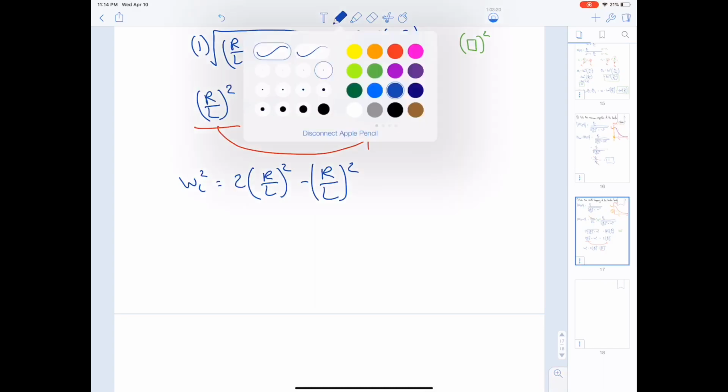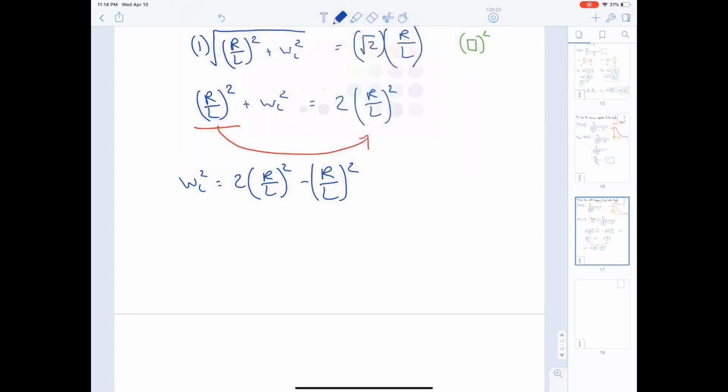How are we going to solve this? Simple. Consider it as 2x squared minus x squared. So it will be what? x squared, right? So the answer is R over L squared, and here we have omega c squared. The next step is to square root both sides, and you will get the final answer: omega c is equal to R over L.